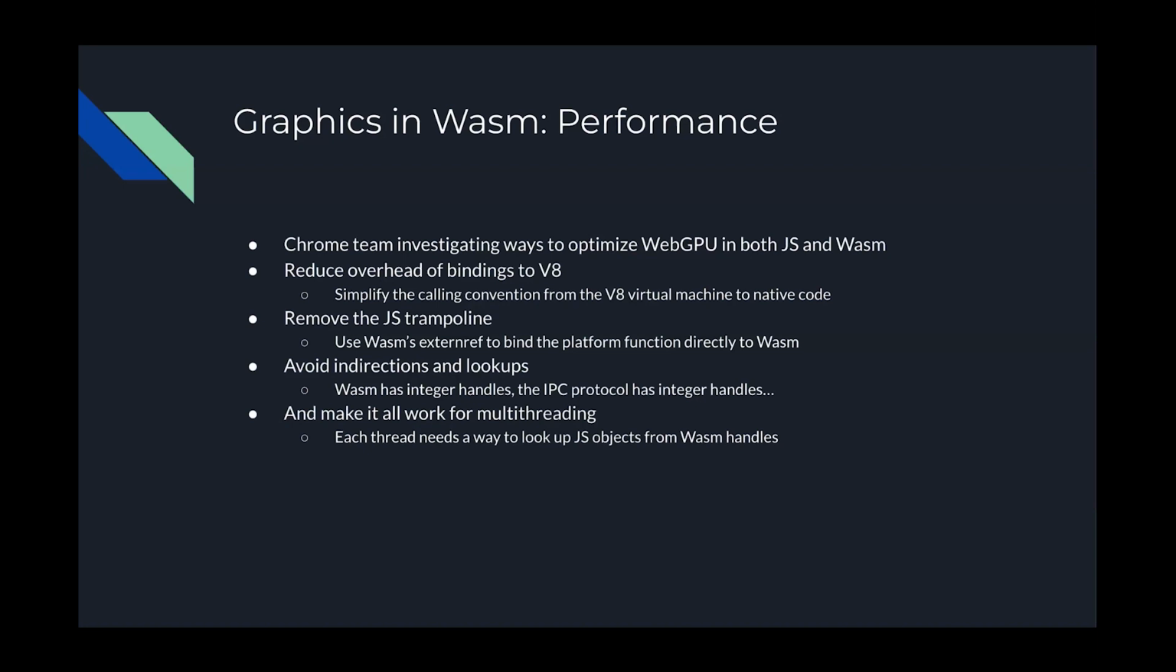Removing the JS trampoline seems like an obvious step, trying to avoid going through JavaScript between WebAssembly and Blink. So we are experimenting with using WebAssembly's externref to bind the platform function from Blink directly into WASM. We set it all up in JavaScript, but then we don't actually have to execute through JavaScript on the way out to Blink. This is something we are working on and have some promising improvements there.